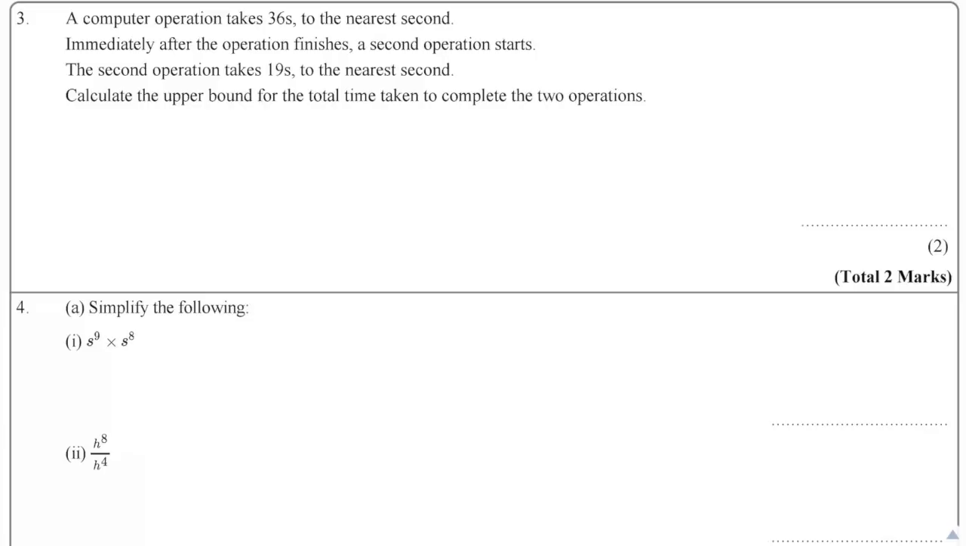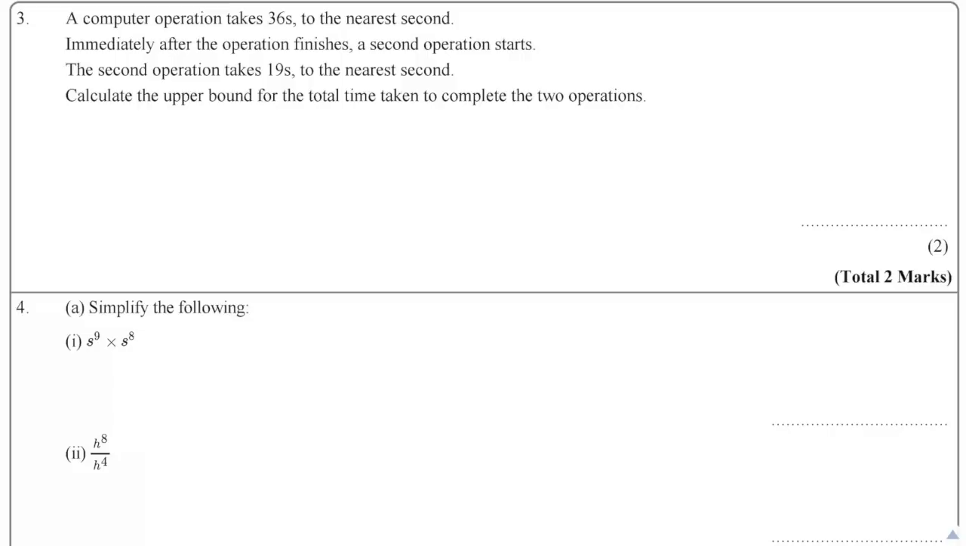Then question 3 says a computer operation takes 36 seconds to the nearest second. Immediately after the operation finishes, a second operation starts. The second operation takes 19 seconds to the nearest second. Calculate the upper bound for the total time taken to complete the 2 operations.